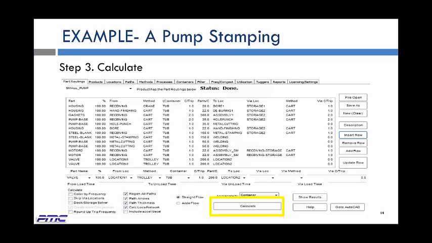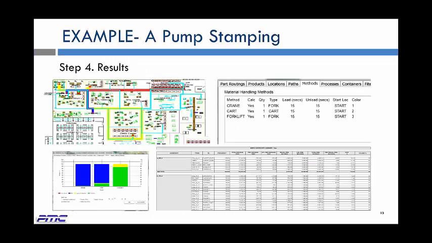So this is a screenshot of your pump stamping process. Once you say calculate, then you get into results or what if scenarios. Now, on the top left-hand corner you see all the congestion. Again, you can view your results based on your product flow, your material handling flow, or your material handling equipment, and also a combination of those.